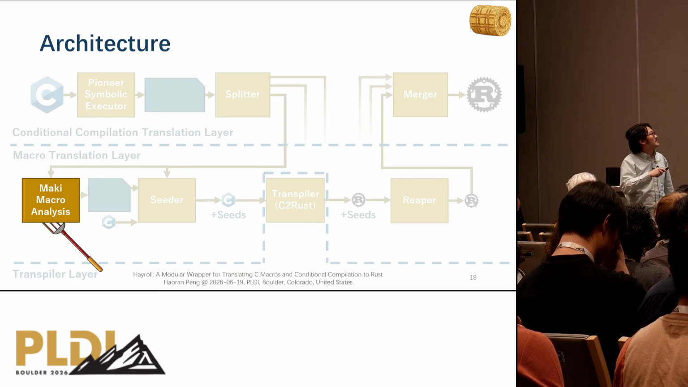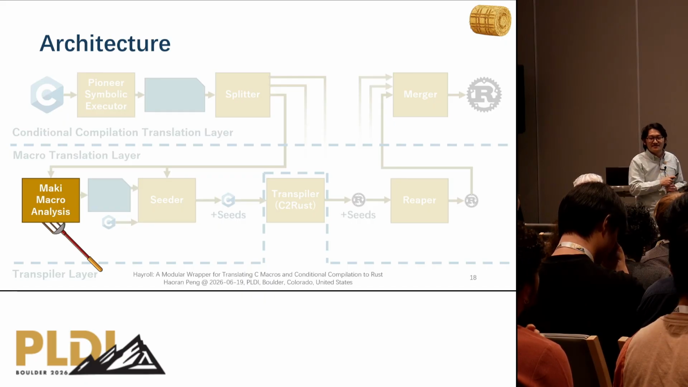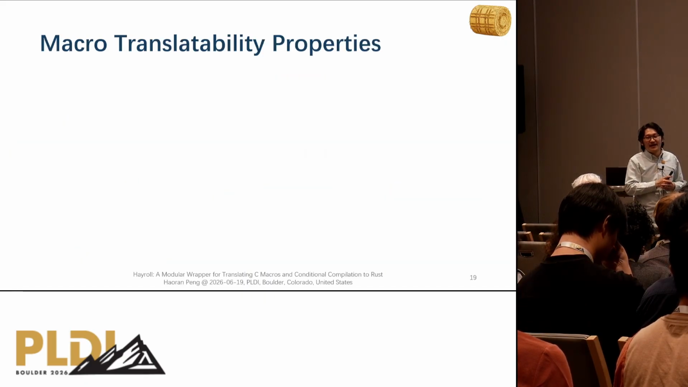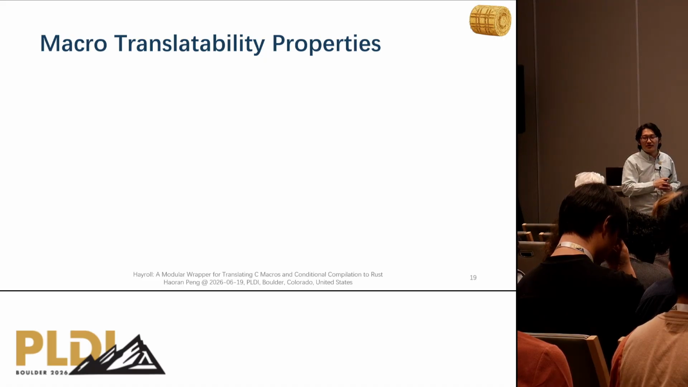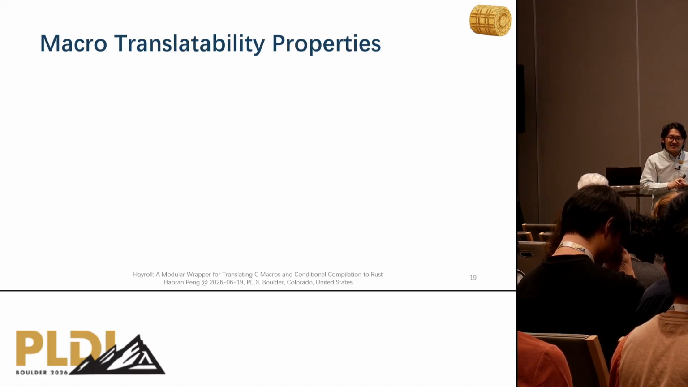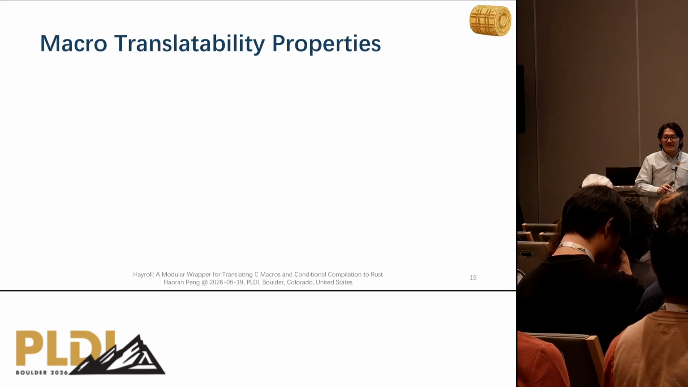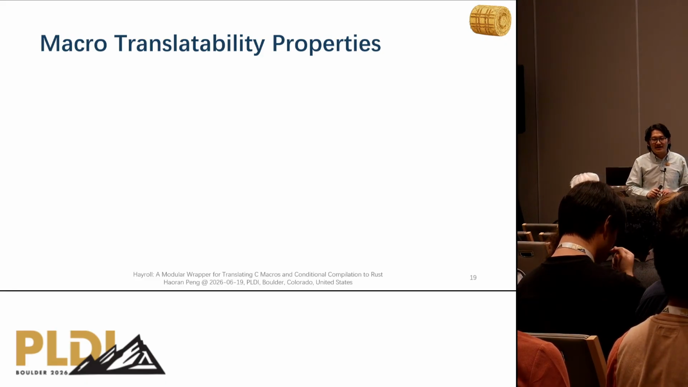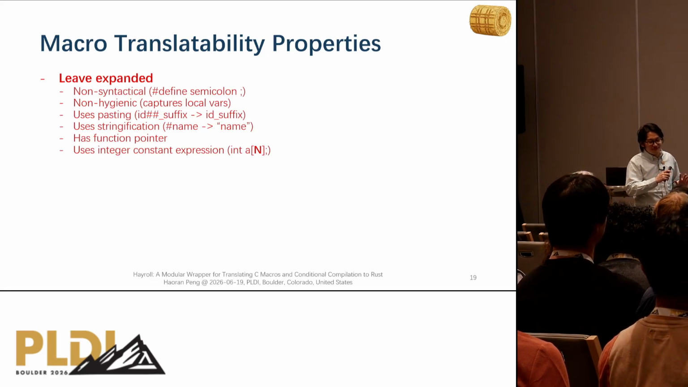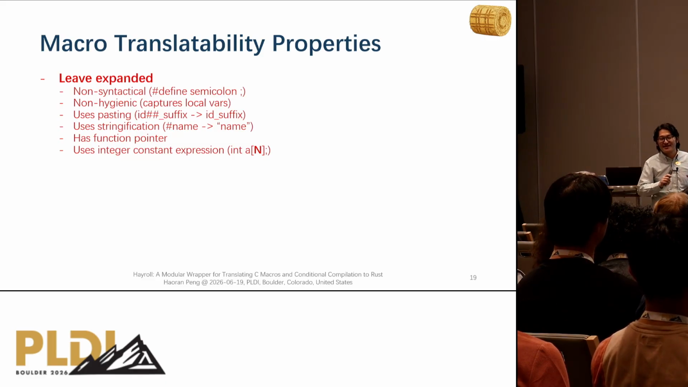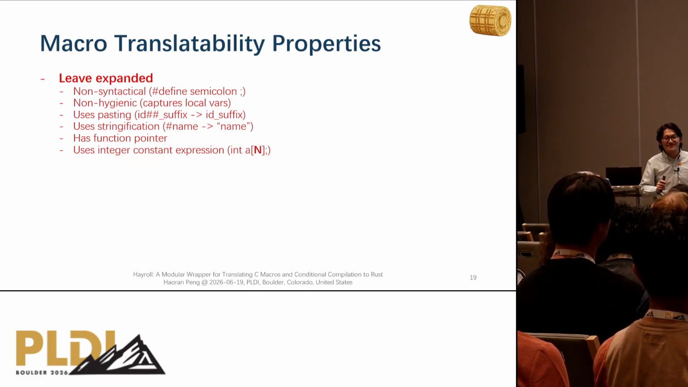Then later, we're going into the macro translation layer. We're first going to introduce the Mackie macro analysis. Why do we need to analyze these macros? What do we need to know about these macros? This is sourced from the macro translatability problem. Hayroll doesn't translate all macros. There are some macros with really bad properties that we have to keep expanded. For example, well, C macros are really just string copy-paste, and you can do really crazy things with them.